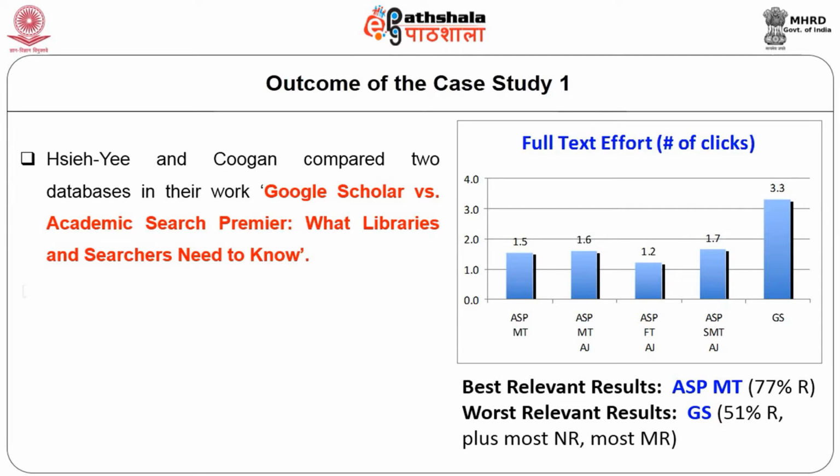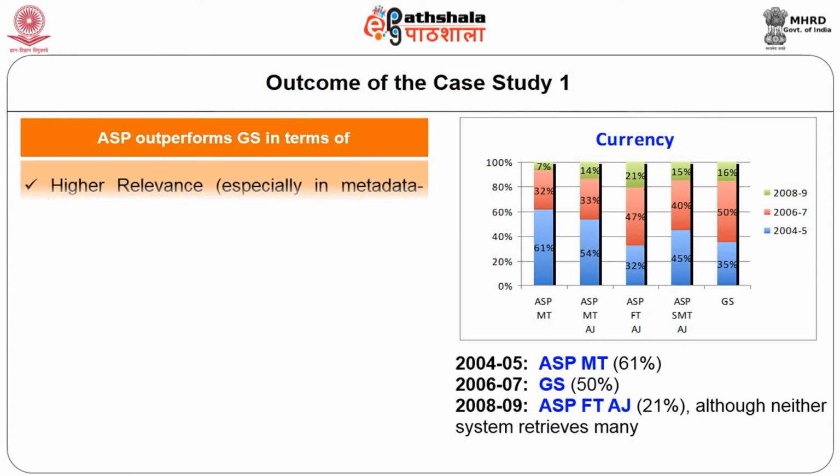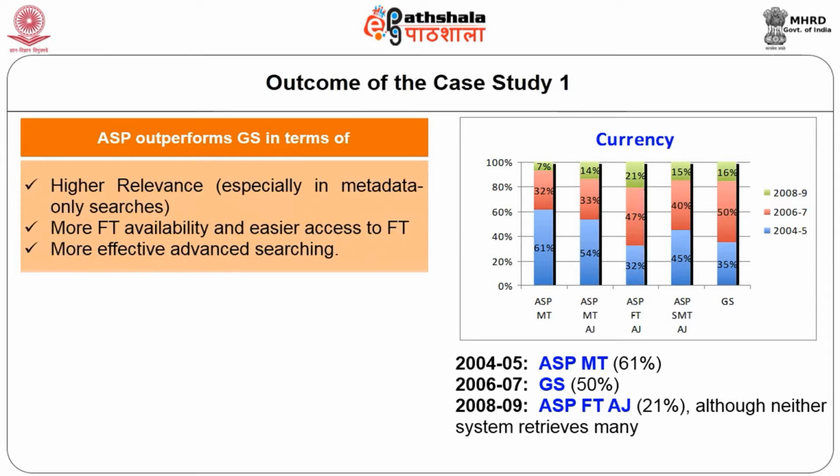Hayes, E. and Coogan compared two databases in their work, Google Scholar versus Academic Search Premier, what libraries and searchers need to know. They framed 4 different questions for searching databases. The results were analyzed. Only the top 10 items of each search set were examined for relevance, full text availability, full text effort, currency and overlap. Let me give you the results of that particular case study.